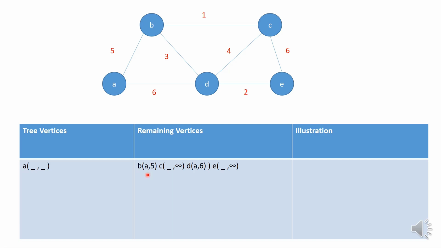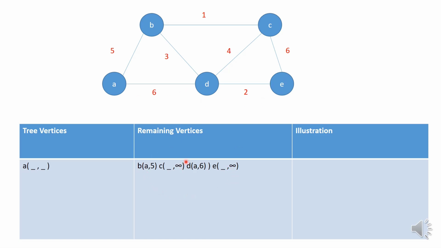And always remember, for the near vertex, in the first field within the parenthesis you write the vertex that is present in the tree vertices. Next, C. C is not having any edge to A, so it is blank and infinity. D is having an edge to A, so A, 6 is the distance. E is not having any edge to A, so it is blank and infinity.